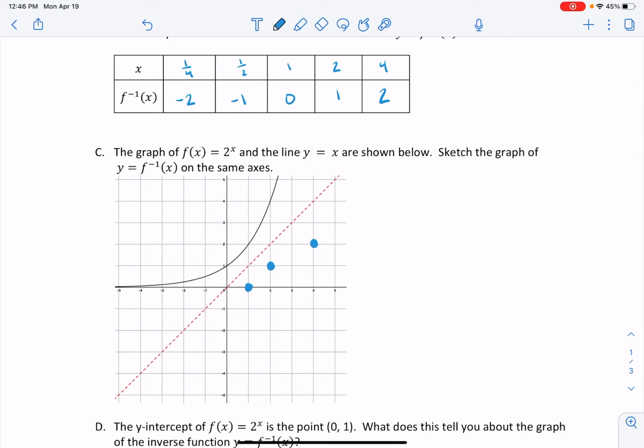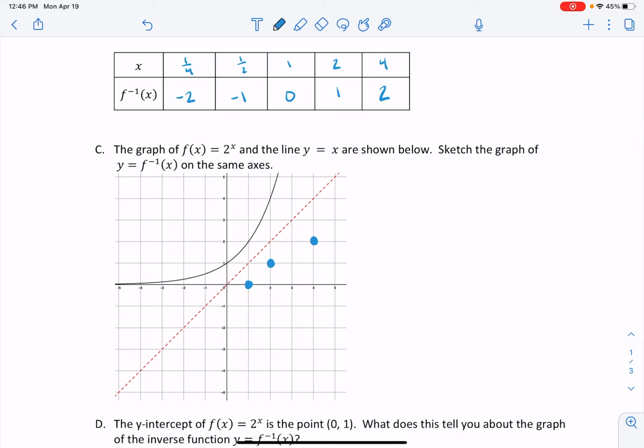Okay. Then we've got 1/2 and negative 1, so that's like right here. And then about 1/4 and negative 2, so that's like right here. So this graph looks like this. All right.